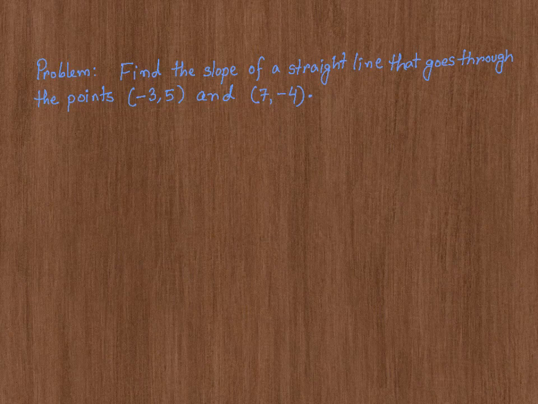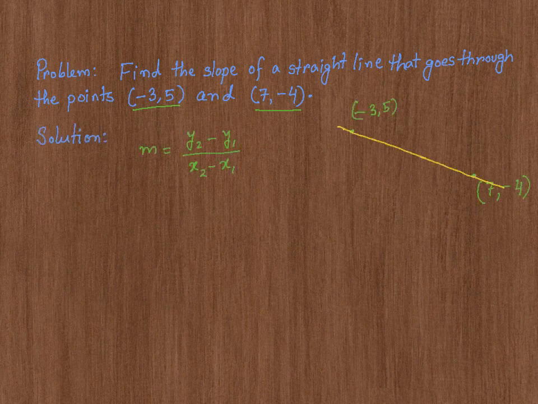In this video, we are going to find the slope of a straight line that goes through the points -3, 5 and 7, -4. Now, to find the slope of a straight line, we need to use the slope formula, which is m is equal to y2 minus y1 divided by x2 minus x1.